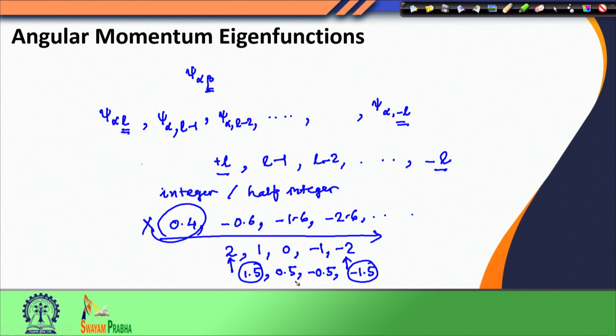So, in today's lecture, we discussed some important properties of the eigenfunctions of L square and Lz operator. We said that since Lx, Ly, Lz do not commute with each other, we can find simultaneous eigenfunctions of L square and Lz operator.